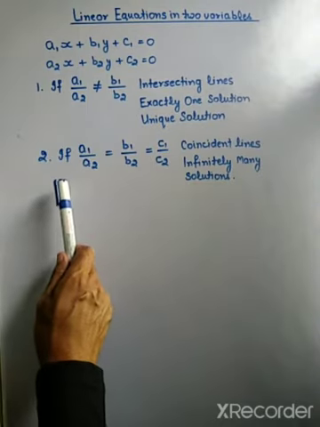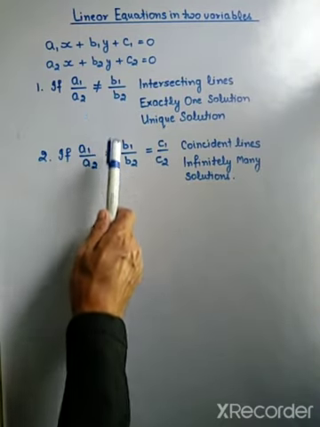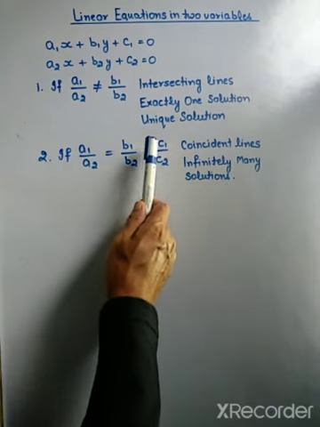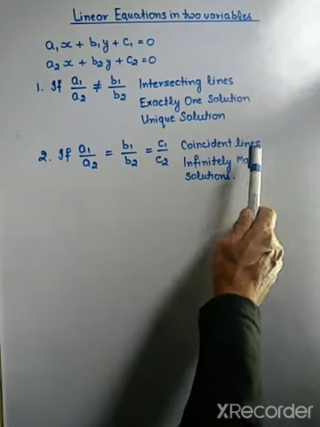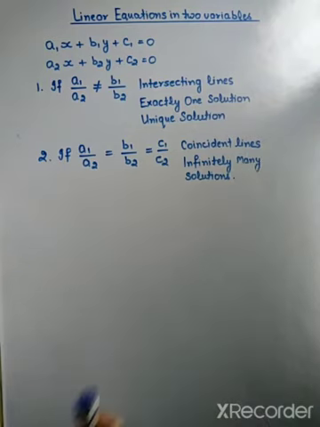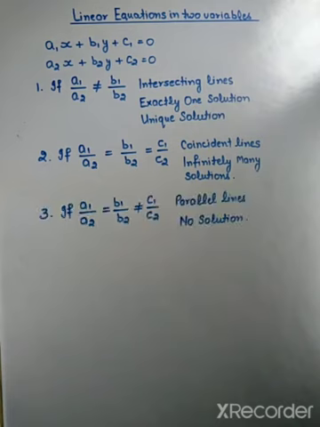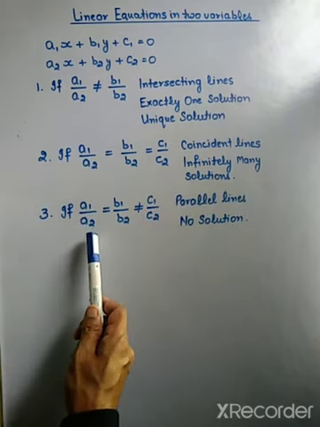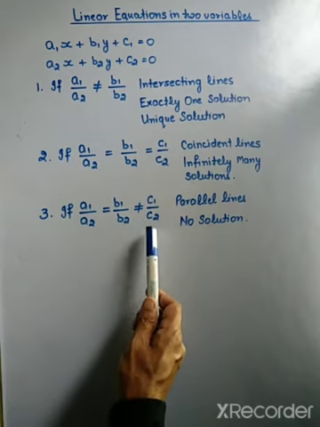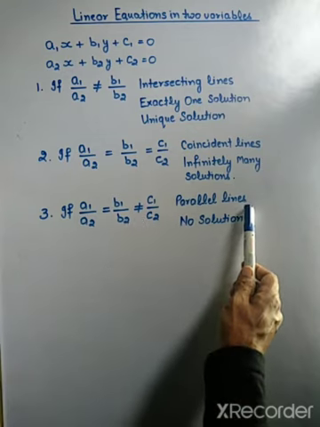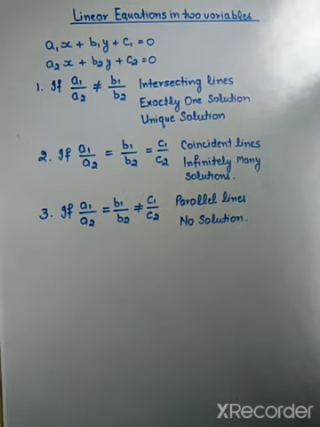Second point: if a1 upon a2 equals b1 upon b2 and equals c1 upon c2, then we will get coincident lines or infinitely many solutions. Third point: if a1 upon a2 equals b1 upon b2 but is not equal to c1 upon c2, then we will get parallel lines, or we can say no solution. So these three conditions you should remember while solving linear equations in two variables.